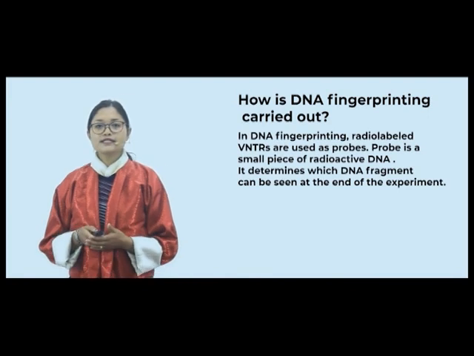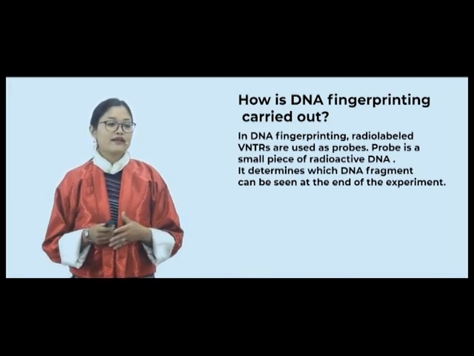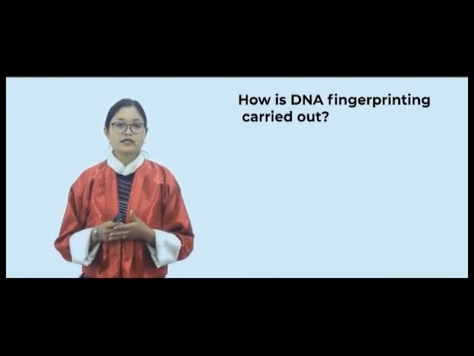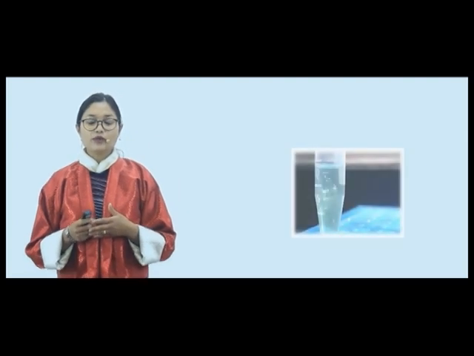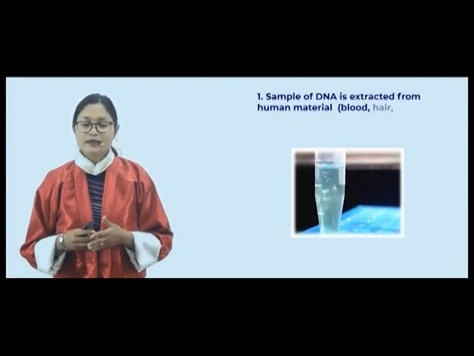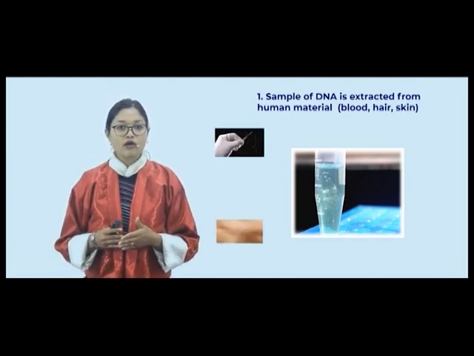Now next is to understand the procedures. We have several steps. First of all, to carry out DNA fingerprinting, the first step is to extract the DNA from a human sample. The sample can be anything. It can be a piece of hair, a piece of skin, or blood.